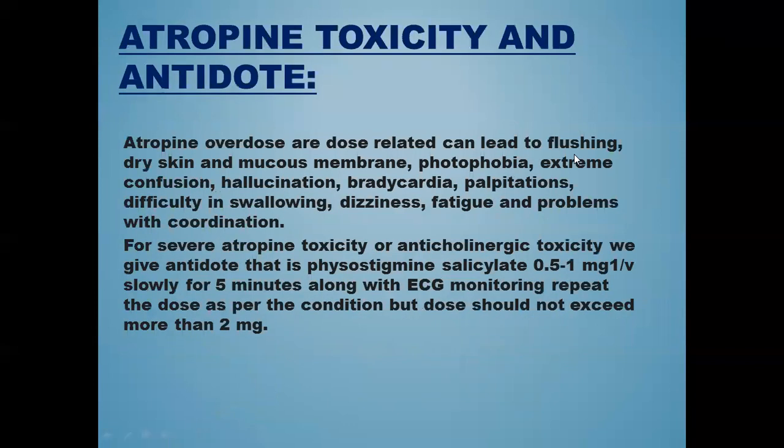Atropine toxicity and antidote. If atropine is overdosed, it can lead to flushing of skin, mucous membrane, photophobia, extreme confusion, hallucinations, fatigue, and other side effects. But how do we overcome that toxicity? Then we have to give the antidote, which is physostigmine salicylate, 0.5 to 1 milligram IV over 5 minutes in a slow infusion, along with ECG monitoring. The dose should not exceed more than 2 milligrams.